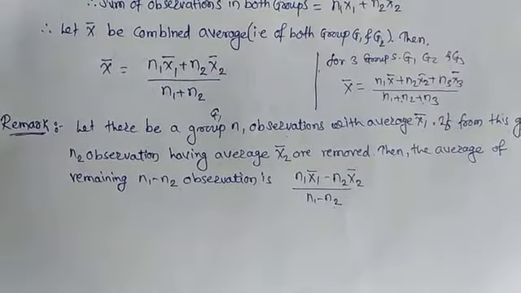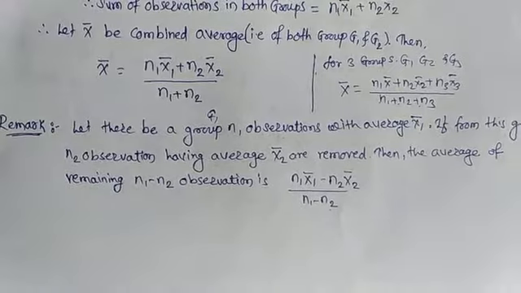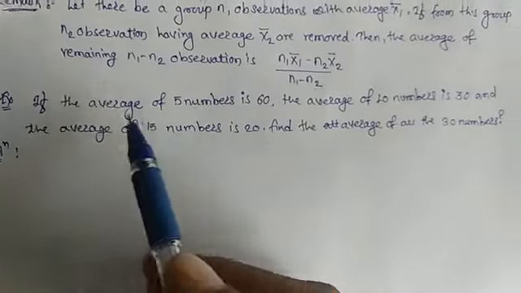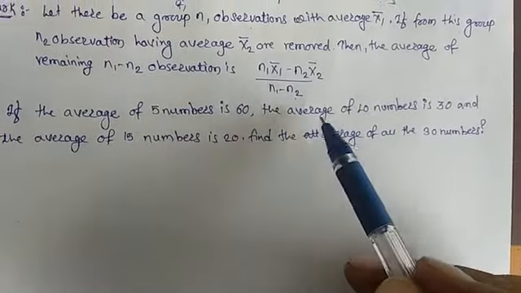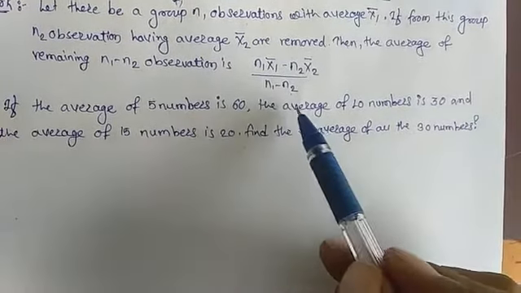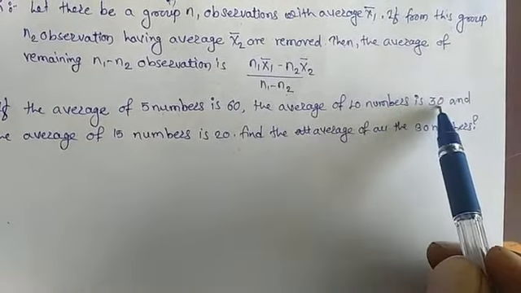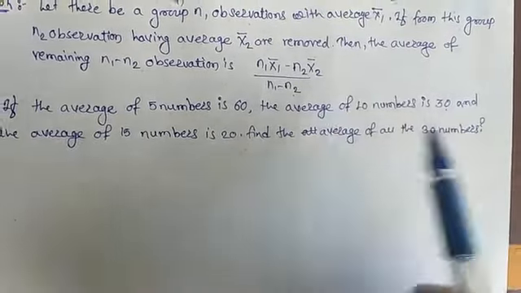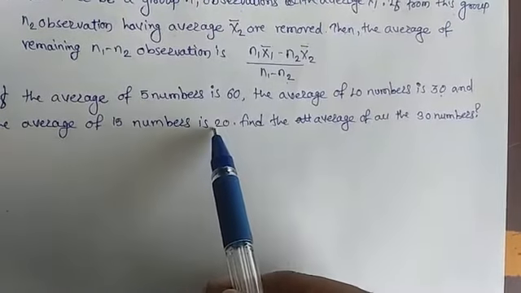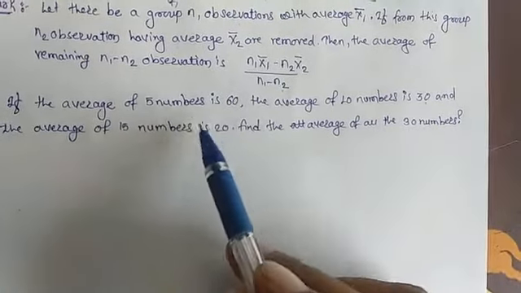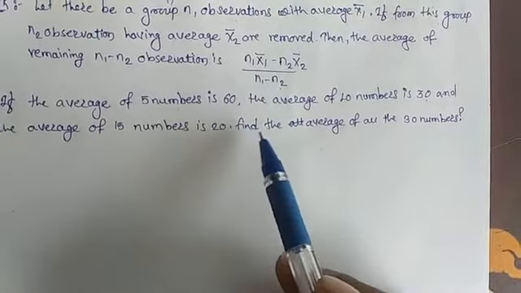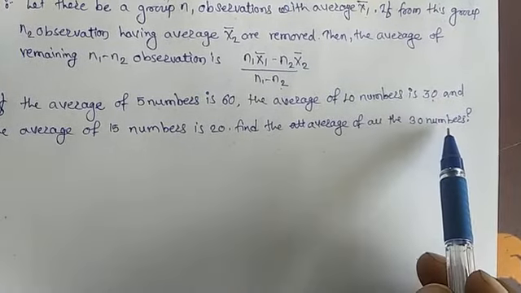Now we see an example related to combined average. If the average of 5 numbers is 60, which is our first group, the average of 10 numbers is 30, which is our second group, and the average of 15 numbers is 20, which is our third group. So in this example there are three groups given. Find the average of all the 30 numbers.